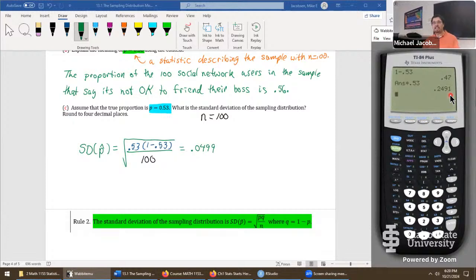And what would you all say the next step should be? Square root or division? Good call. We'll do the division next. Square root is the last step. So hit divide by 100. Now we have this quantity.